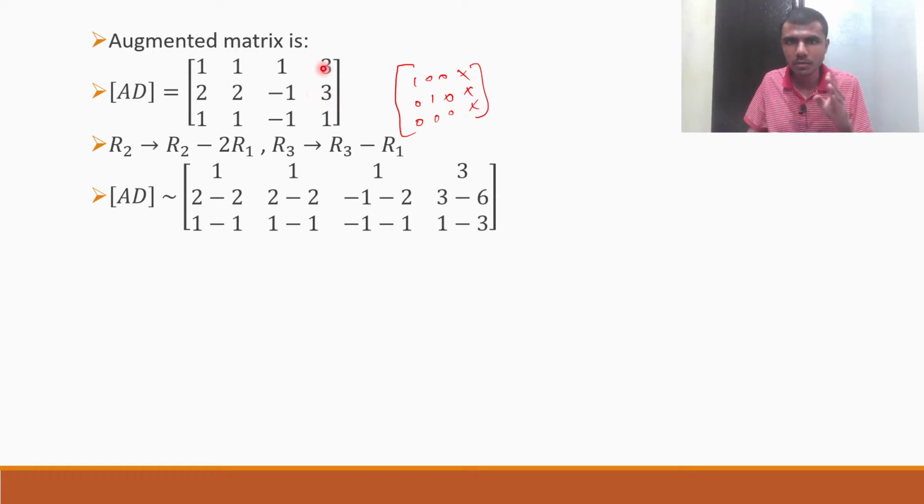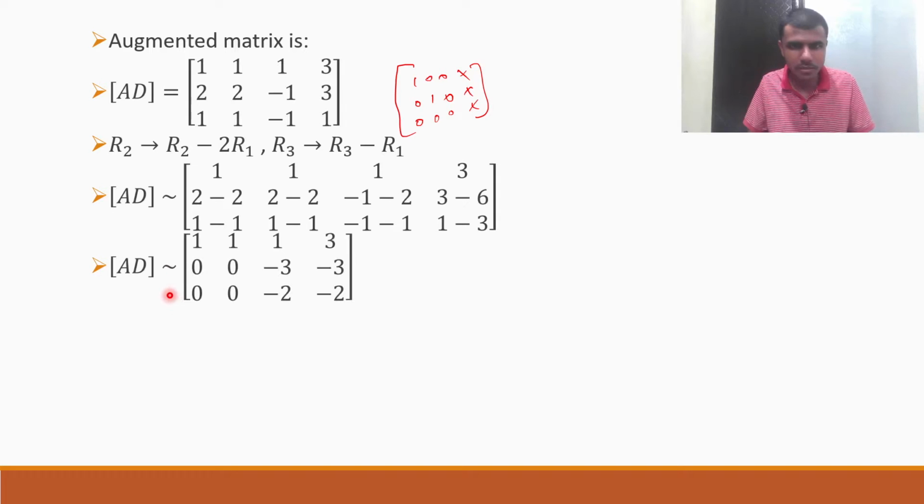And 3 minus 3, 2 into 3, 6, so 3 minus 6. R3 implies R3 minus R1 means only R3 is going to change, and I'm going to get 1 minus 1, 1 minus 1, 1 minus 1, and 1 minus 3. That's what you're saying. Now just simplify, guys, this is what you get.